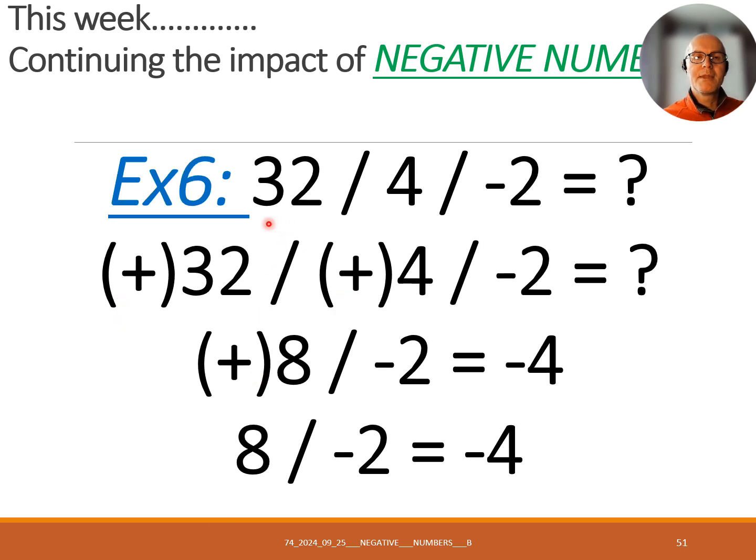So we have a positive divided by a positive is a positive answer. Next example. 32 divided by 4 divided by negative 2. Let's put the positive signs in. Positive divided by a positive equals positive answer. Positive 32 divided by positive 4 is positive 8. Then we have positive 8 divided by negative 2. So a positive divided by a negative will be a negative answer.